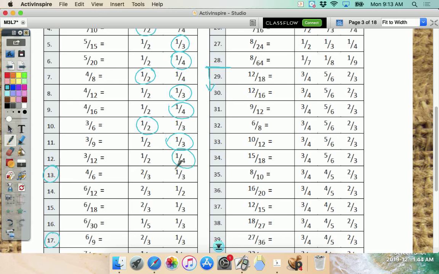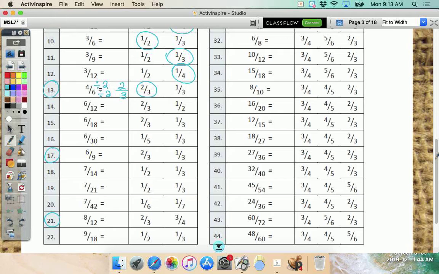Okay. 13 is circled, isn't it? That means we can't use that strategy. So we can use greatest common factor, but there's an easier one. Can I divide by 2 or 3? Yeah. Which one? 2. So everybody write it, because I want you to practice writing it. So 4 divided by 2 is? 2. And 6 divided by 2 is? 3. So what's your answer? 2/3. Okay, do the next 3. Divide by the numerator.